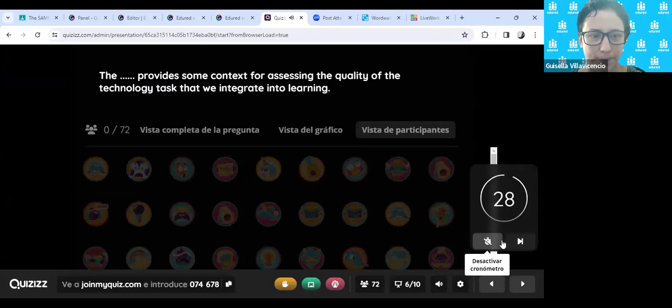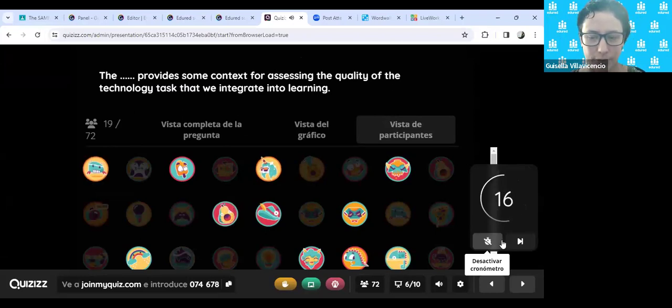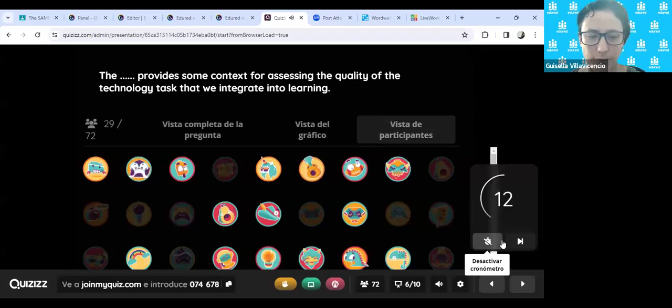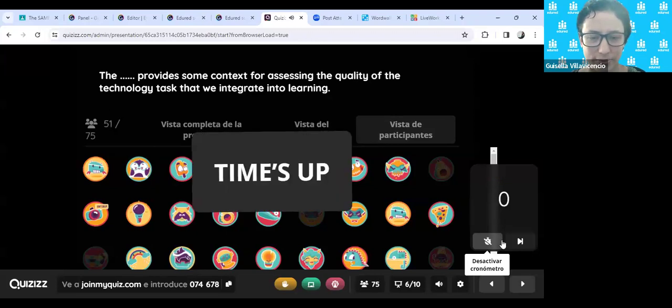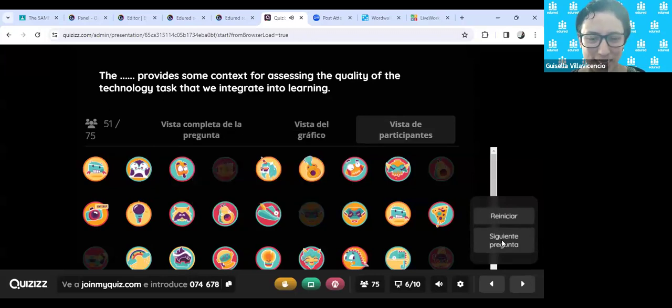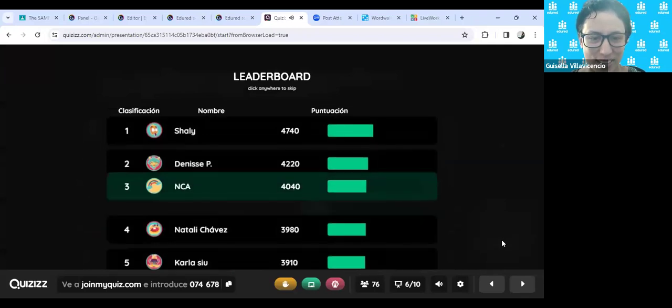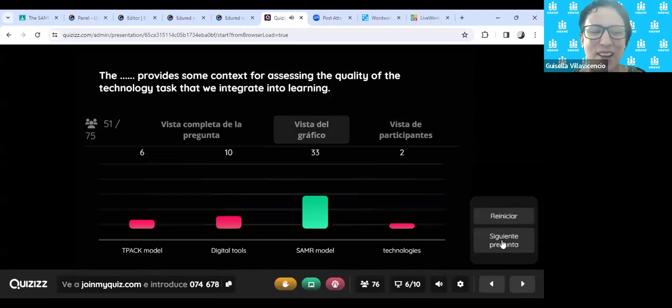Next question. The blank provides some context for assessing the quality of the technology tasks that we integrate into learning. It's crazy. Easy peasy, lemon squeezy. Top five. Let's check the leaderboard again. Shelly, Denise, NCA, Natalie, Chimes, and Carla, top five. The SAMR model, of course, guys. Yeah, that was the easiest question, huh? We talked a lot about the SAMR model, right? Substitution, augmentation, modification, and redefinition. Next question.